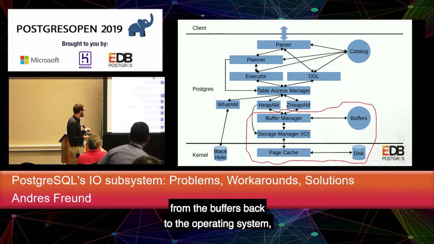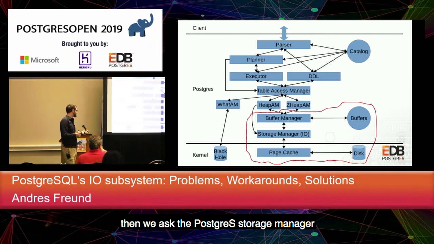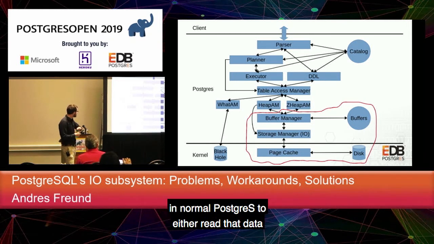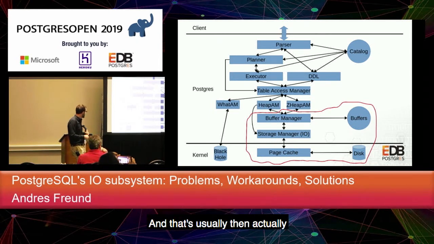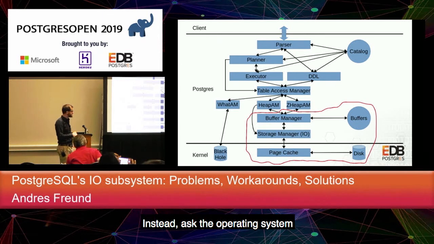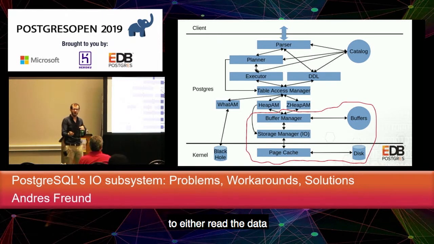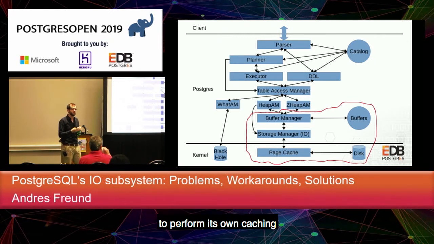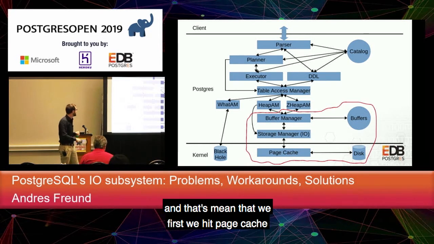But if it's not in there, or if you want to write the data from the buffers back to the operating system, then we ask the Postgres storage manager, and at the moment there's only one storage manager in normal Postgres, to either read that data or write it back. That usually doesn't directly hit the disk. It instead asks the operating system to either read or write the data. We use an interface to the operating system that allows the operating system to perform its own caching. And that means that first we hit the page cache.